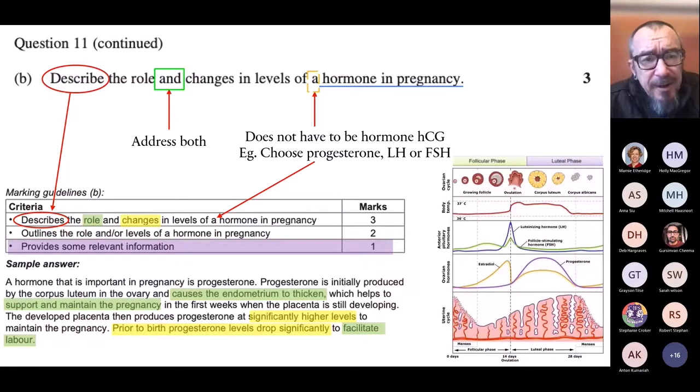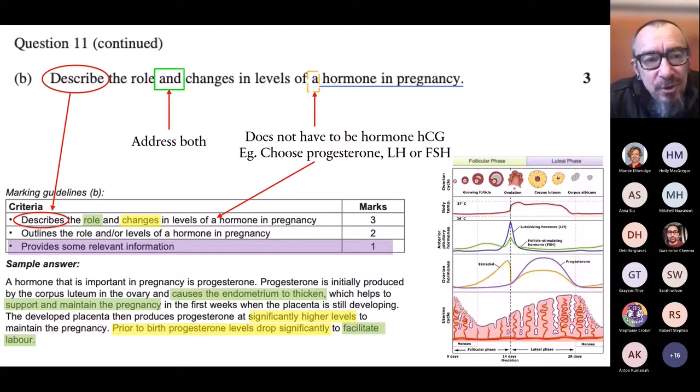Now, again, back to that earlier point, you can see here part B of that particular question. Describe the role and changes in the levels of a hormone in pregnancy. So that question is quite open. You've got the choice of hormones that you want to address. And again, to reiterate, progesterone or FSH is the one that I would certainly go to, and the choice is yours. If you want to go for one of the other more complex ones, absolutely do.